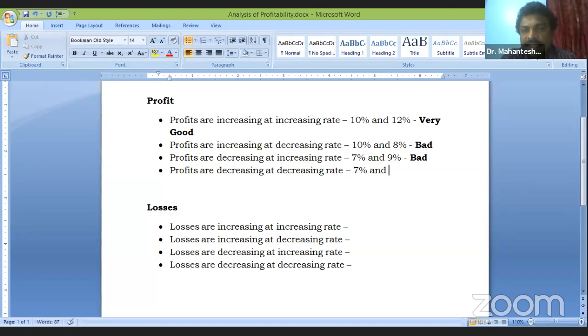Profits are decreasing at a decreasing rate. Last year profits decreased at the rate of 7%. This year also they have decreased, but this year the decrease rate in the profitability is 5%.